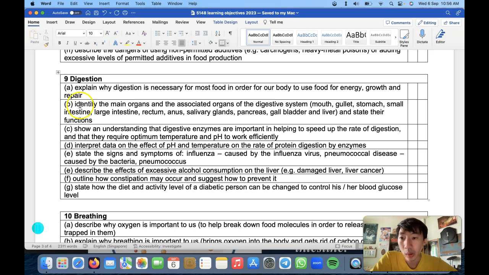Okay, so we need to identify the main organs and the associated organs of the digestive system. When I say main organs, these are your mouth, your gullet, your stomach, your small intestine, your large intestine, your rectum, your anus. And then what are the associated organs? These will be the last four. The associated organs are your salivary glands, your pancreas, your gallbladder, and your liver. Okay, so these organs are all working together to help us to do digestion. If any one of them is damaged or missing, then it'll be very hard for us to digest.